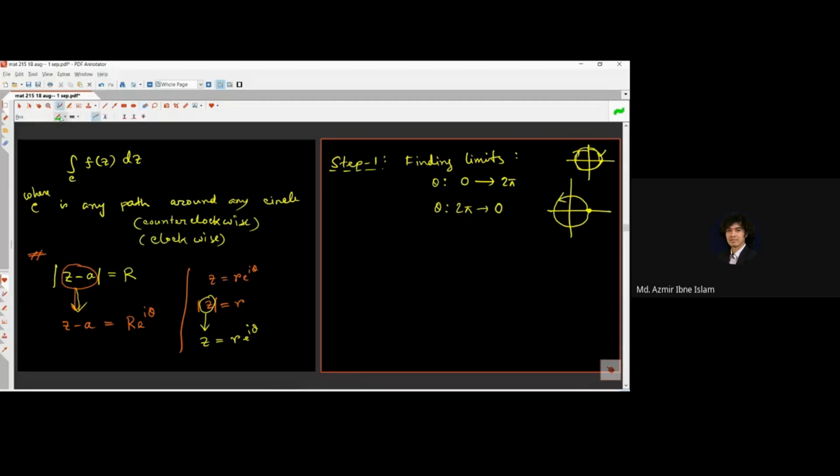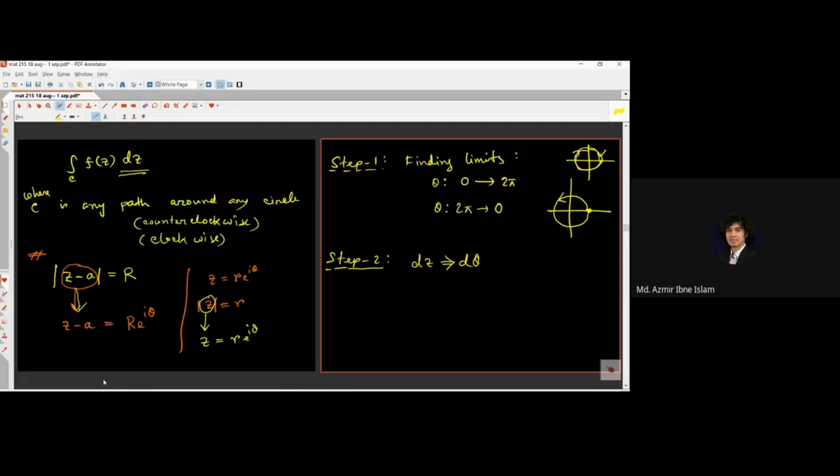So the first target is done, that means we have found the limits. Now step 2. If you follow the steps, then complex integration or contour integral will be easy, because there are so many techniques that you have to know. That's why it's better to follow steps. Step 2 is to convert this dz to d theta, otherwise we will have a problem in evaluating the integral.